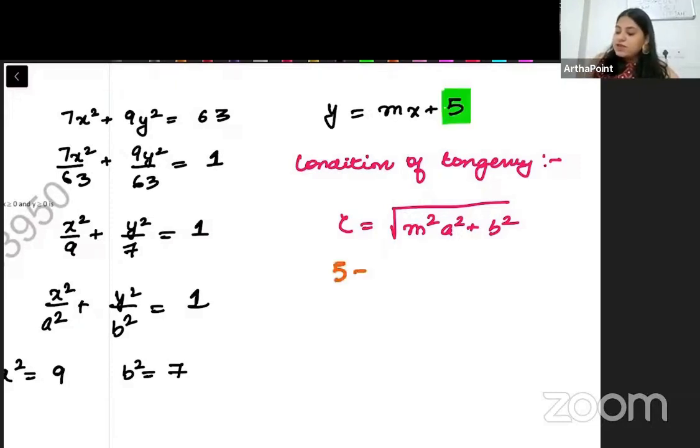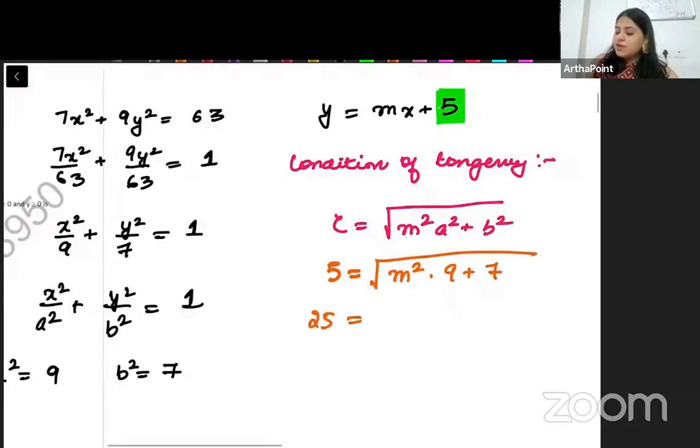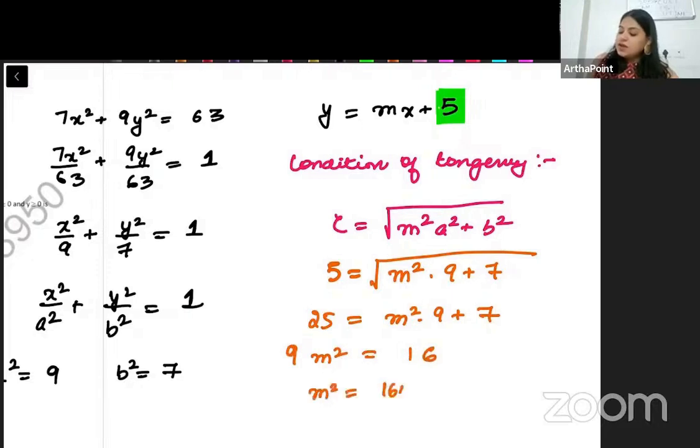So 5 is equal to under root of m square a square, where a square is 9 and b square is 7. Find the value of m. That's the slope. If I square both sides, I will get 25 is equal to m square into 9 plus 7. So m square into 9 will be 16, so m square will be 16 by 9. So m will be 4 by 3.